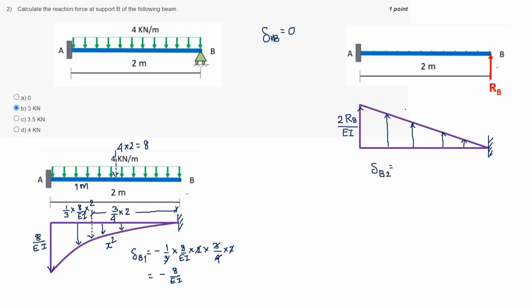Now what will be the total area? We are going to get the total area as 1/2 into base into height. We have 2 RB upon EI, and where will it act? It will act at 2/3 of 2.